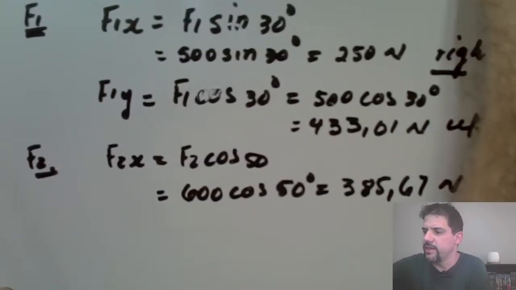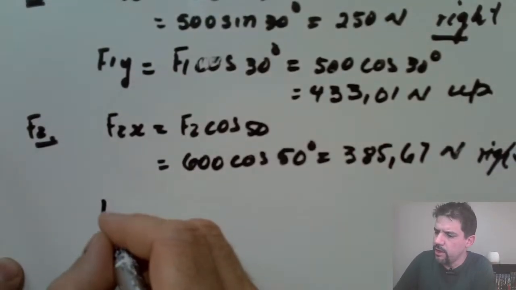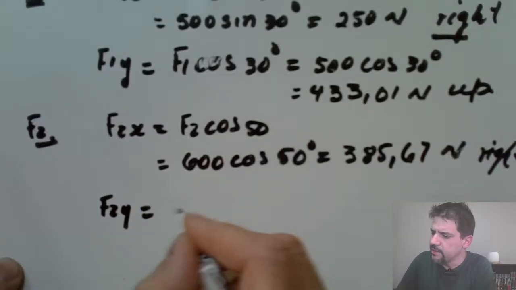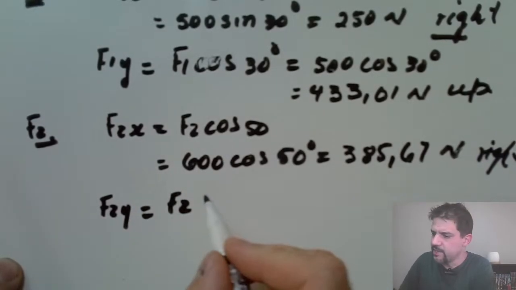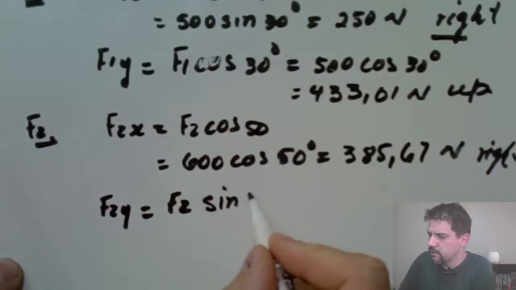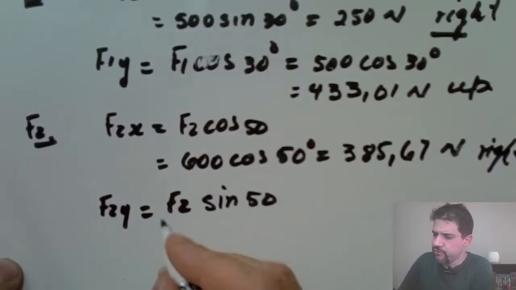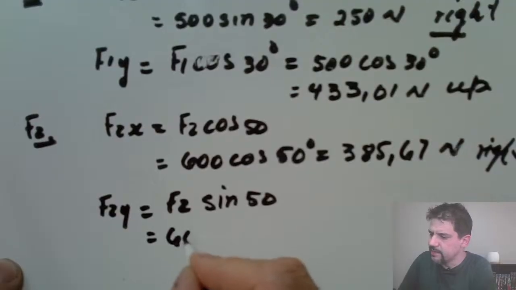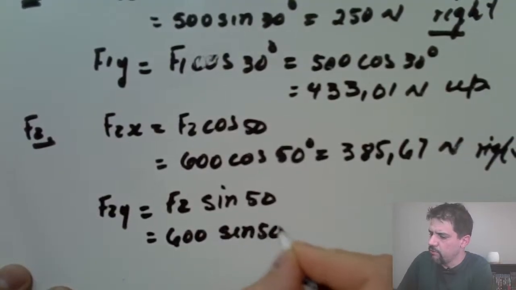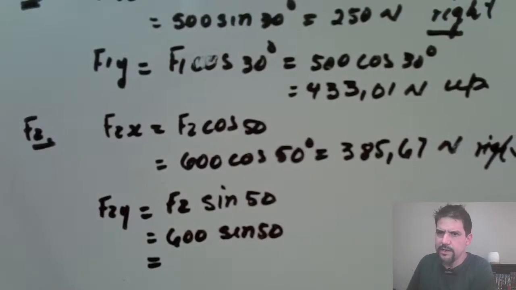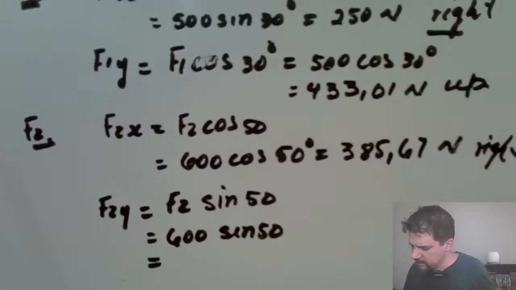All right. Let me move it a little bit up here. There we go. F2 in the Y-axis is equal to F2. If this one is cos, the Y-axis then must be sine. If you substitute, you get that it's 600 multiplied by sine of 50. And then the answer is going to be, let me calculate it here with the calculator, 600 multiplied by sine 50.